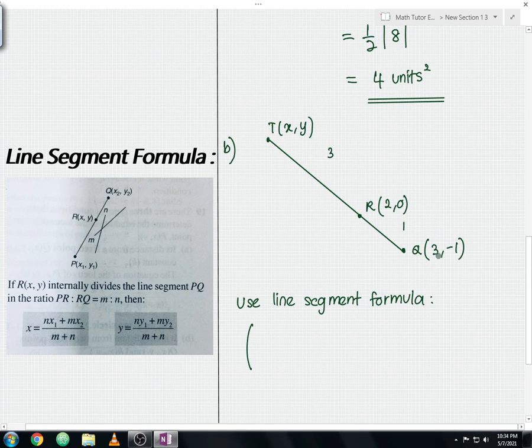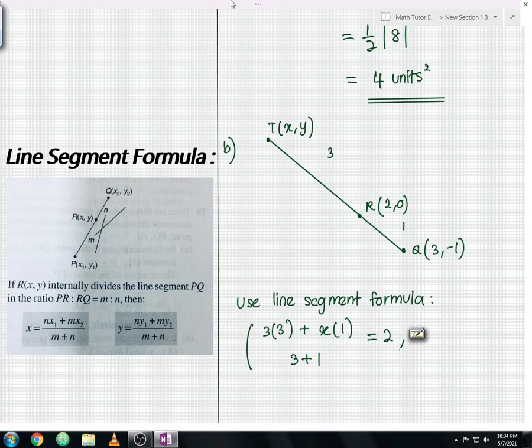So 3 you times the opposite ratio, which is 3 over here. So 3 times with 3. Okay, and then plus with the second X coordinate, which is here X, and then you times the opposite ratio, which is 1 over here. Okay, and then you divide with the summation of ratio, in this case is 3 plus 1. Okay, you compare this, you should get equals to 2. Okay, comma. So let me underline the fraction, guys.